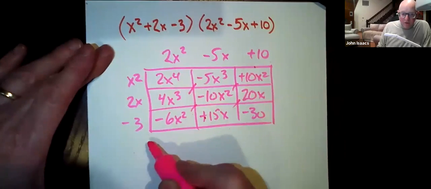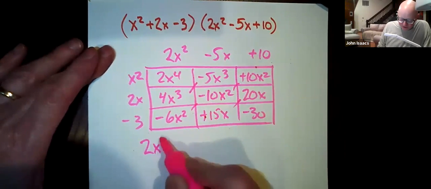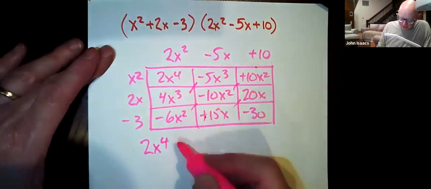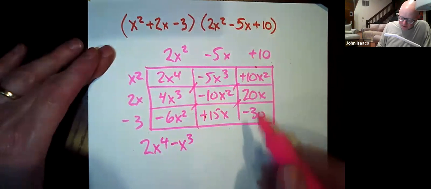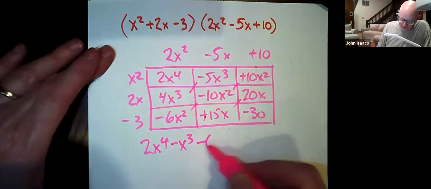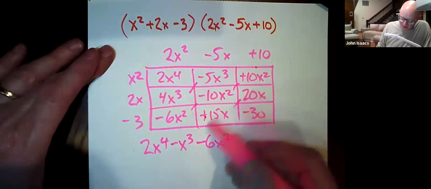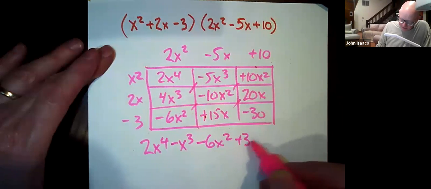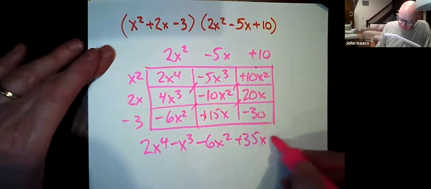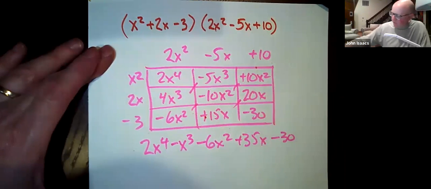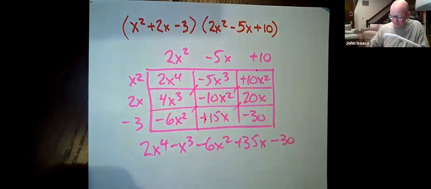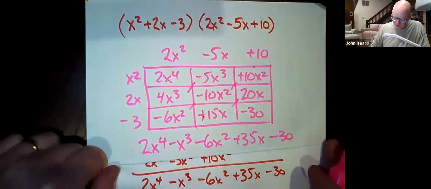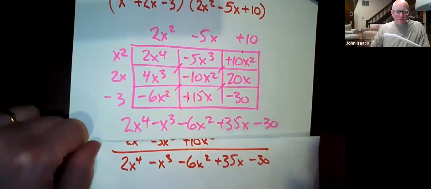We wind up with 2x to the fourth and minus x to the third, and the 10x's cancel, minus 6x squared, and these come together, 35x and minus 30. Hopefully it's the same that we got a minute ago. Hopefully, this is what we got a minute ago. And that looks the same. That's good. So we did it right in either way.